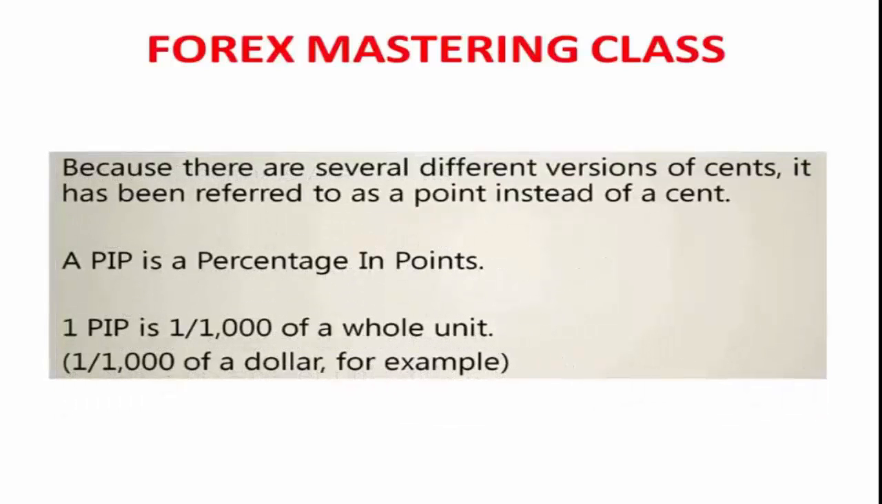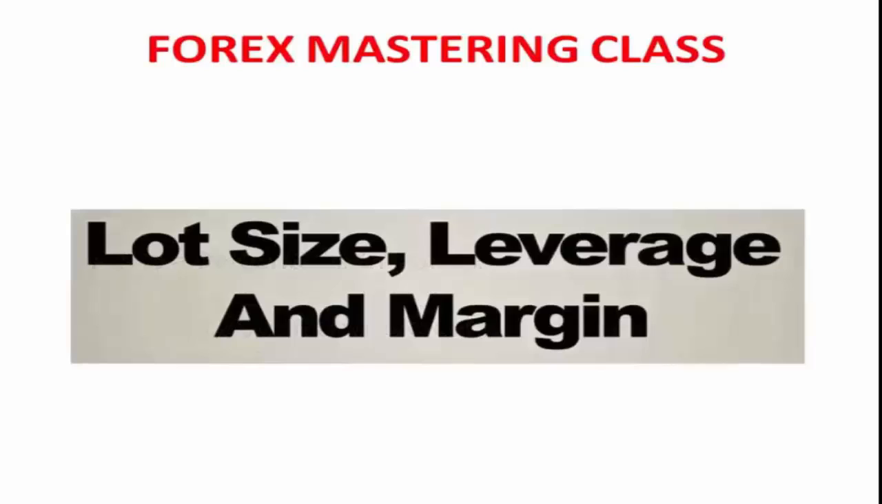Then because there are several different versions of cent, it has been referred to as the point instead of cent. It would have been percentage in cent, but it's percentage in point, because there are some other currencies that are not cent. So 1 pip is 1/1000 of the whole unit. I hope you are getting it. These are just basics. By the time you are getting used to forex, all of these things are what you're going to get used to. So don't mind if you are not getting full understanding of them now. Very soon you will master them.